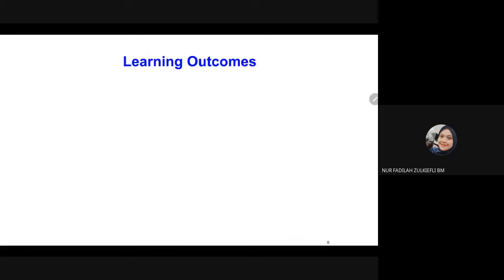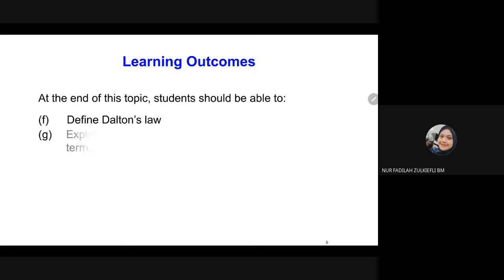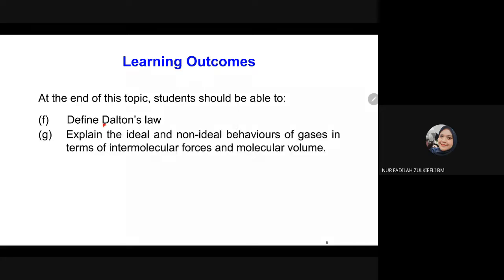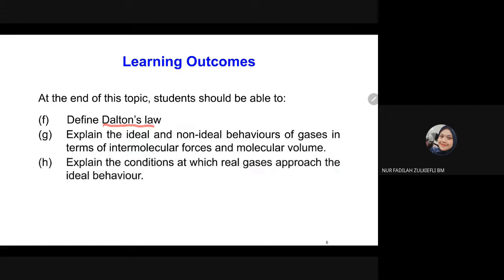So ini okay, teacher continue lagi. Apa lagi point penting? Lepas tu kita ada juga Dalton's law. Dalton's law selalu keluar dalam exam. And then explain ideal and non-ideal behavior of gas.